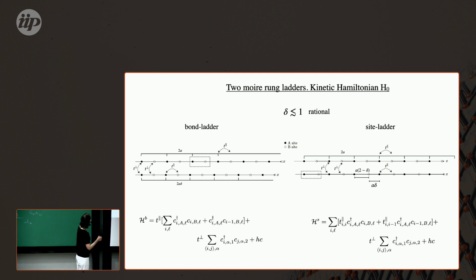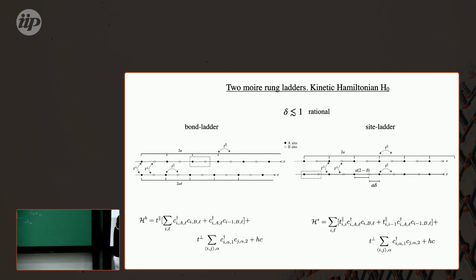So here I have a chain of two atoms, the white and black. And below I have another chain with atoms white and black, which has a slightly different lattice constant. So the distance between the black here is 2a delta, and the distance between the black here is 2a. So let's set a equal to 1, and delta is a rational number very close to 1. So I will consider, to start with, hopping between nearest neighbor sites and interlayer hopping. So this is this system.